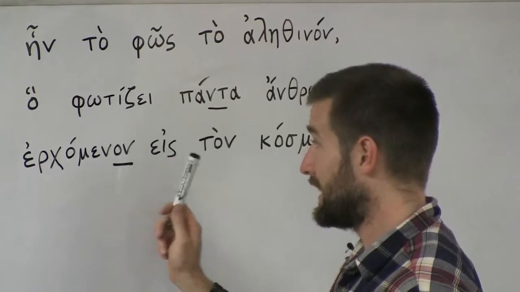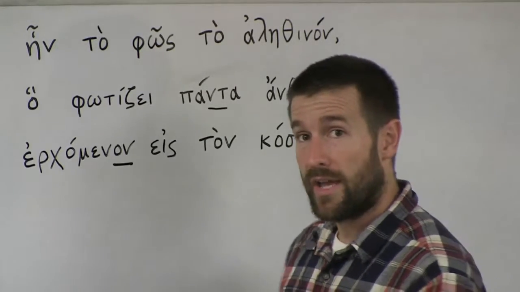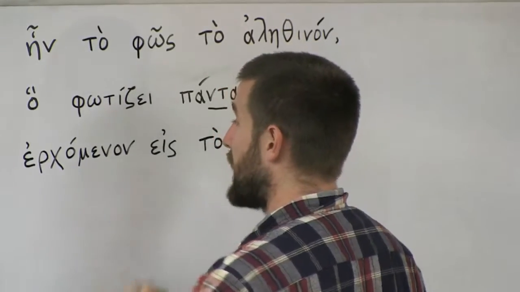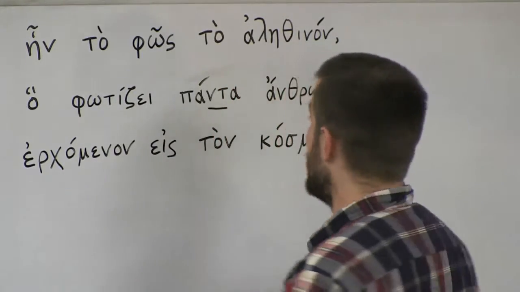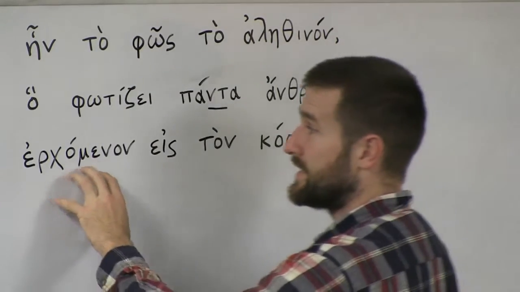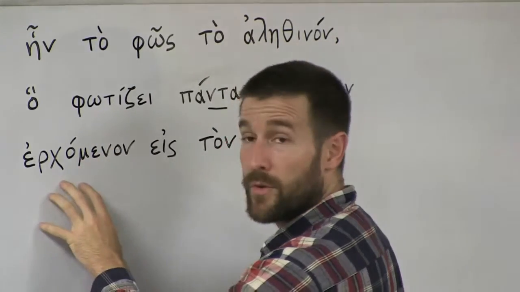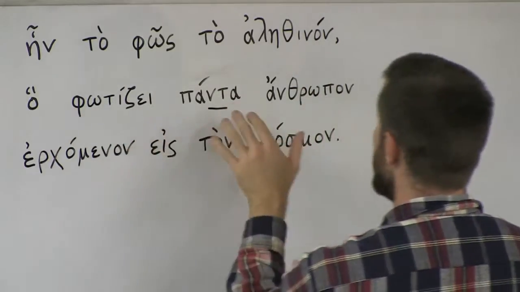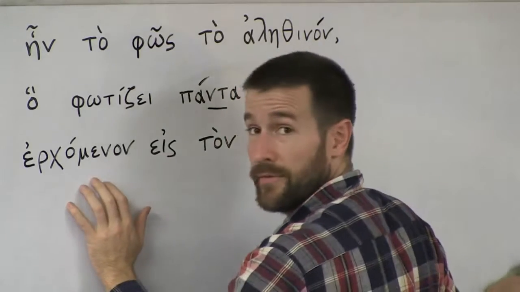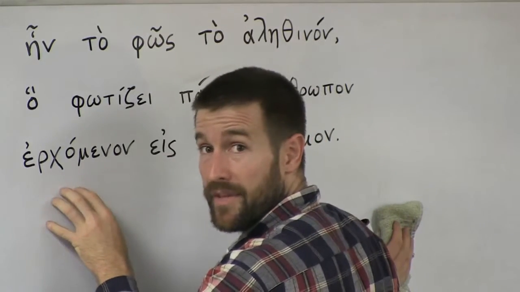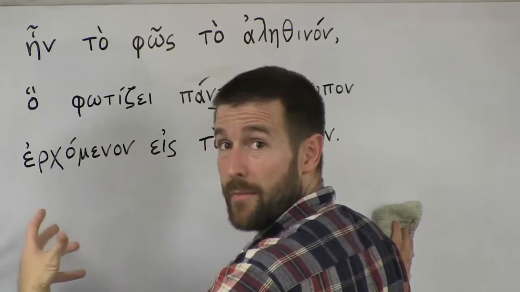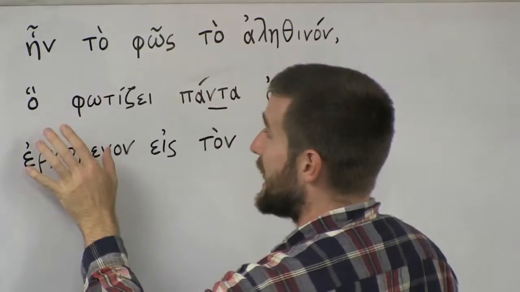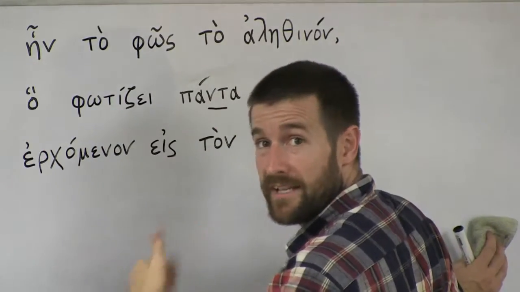And so you're definitely going to want to get used to seeing that omicron nu ending at the end of the word. We'll talk about it in detail in a future lesson. But basically, this word is derived from the Greek word for come. And when it says ophotizi panda anthropon erchomenon, it means every man which cometh, or that is coming, eis ton kosmon, into the world. Because that was the true light, which lighteth every man that cometh into the world.